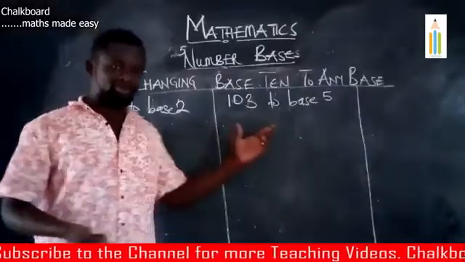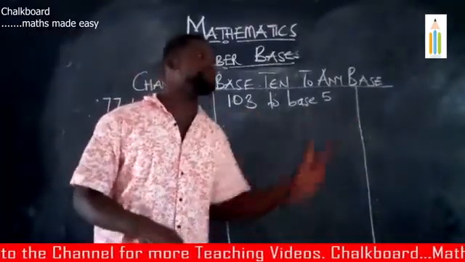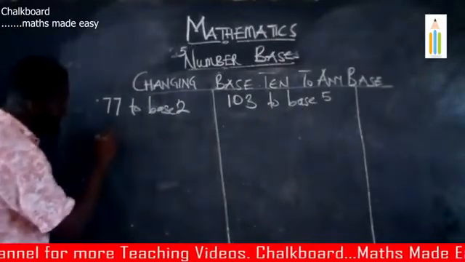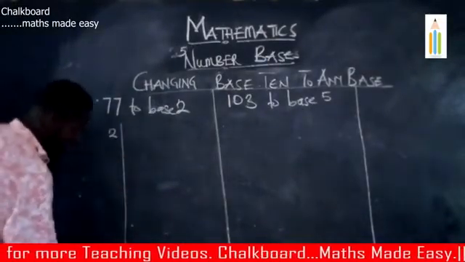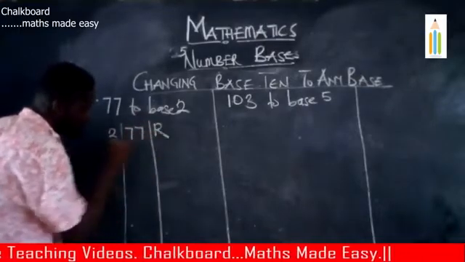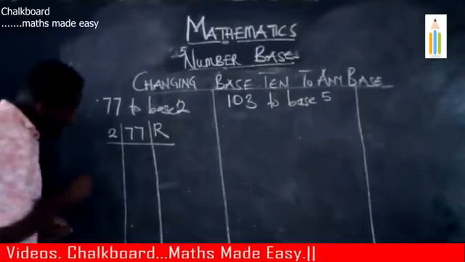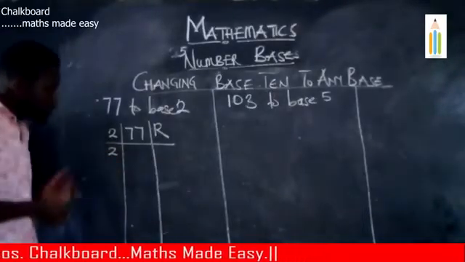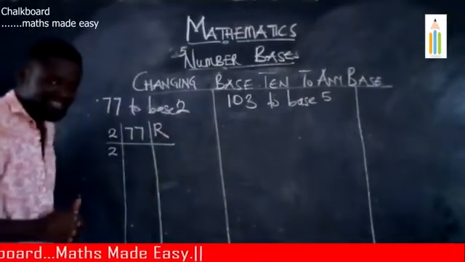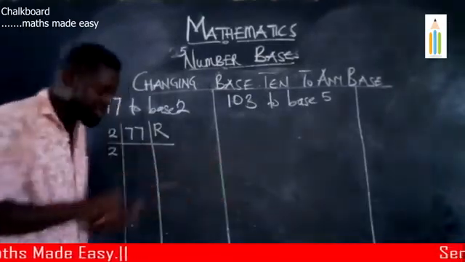Let's take some more examples. Let's take these 2 examples. Now 77 to base 2 and 103 also to base 5. So let's start with this one. Now, as we said, we write our 2, then we draw our line with our 77 that we are converting to base 2, then our remainder follows. Now this is what we have. Now, we start with 2, then 2 comes down again. 2 times what gives you 77 or closer to 77? Are we good?